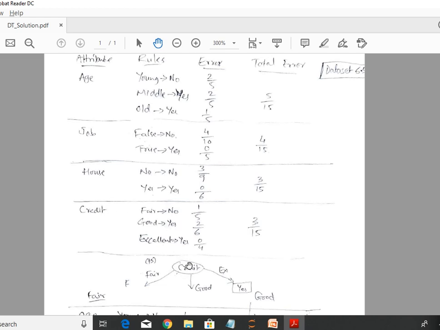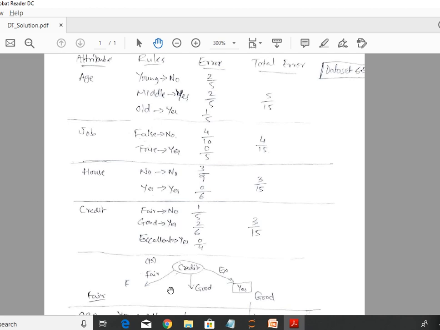So credit, there are 3 values for the credit. Either the credit history is fair, good, or excellent. So if it is fair, there is a 1 out of 5 error. So 1 out of 5 error, this is the fair. And if it is good, there are 2 out of 6 errors. And if it is excellent, 0 error. So this will become a leaf. So the leaf is already a decision, yes or no. The leaves are going to be carrying the value yes or no. So if credit is excellent, the answer is yes.